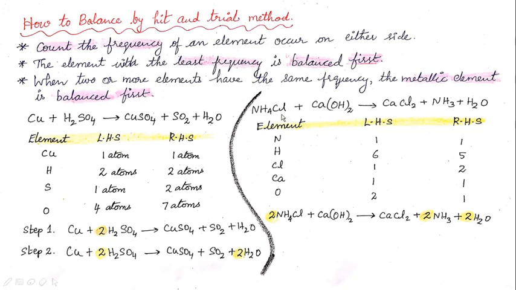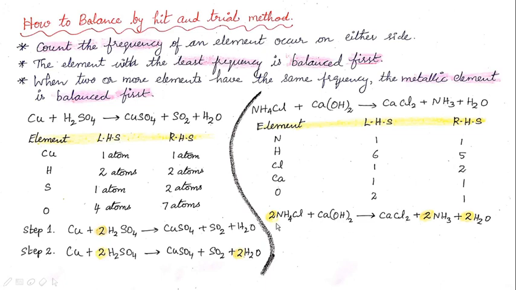Let's see another example: ammonium chloride plus calcium hydroxide gives calcium chloride plus ammonia plus water. I will list out the elements present in this equation: nitrogen, hydrogen, chlorine, calcium, oxygen. In this, nitrogen and calcium are already balanced, each having 1, and further we have oxygen, chlorine, hydrogen. So chlorine and oxygen should be balanced first, and hydrogen should be balanced last because it has more atoms.